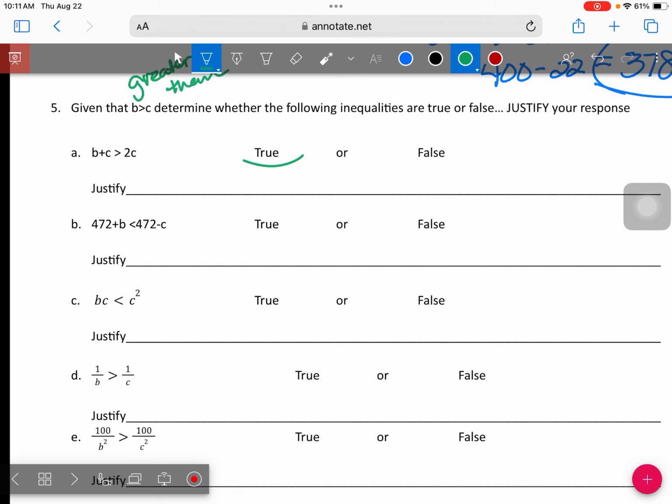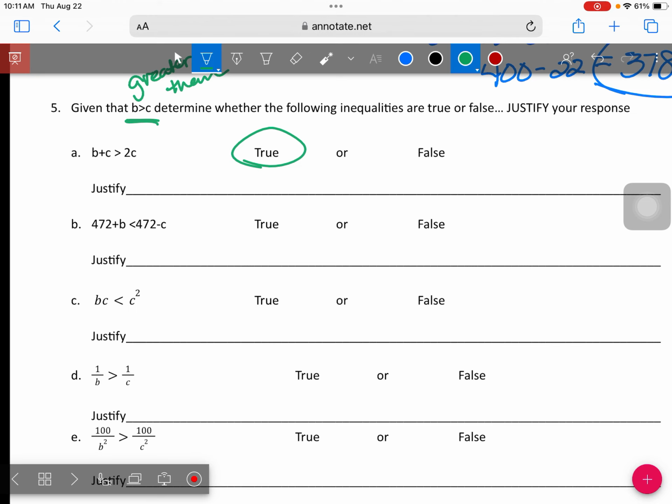True. It is true. How do we know? Yeah, but I need more than just you to say because B is greater than C. You got 2 C's. That's like saying C plus C. Yes. B is greater than C. Right. So can I do this? Can I simplify this algebraically? What could I do to both sides that would give me an algebraic true expression?